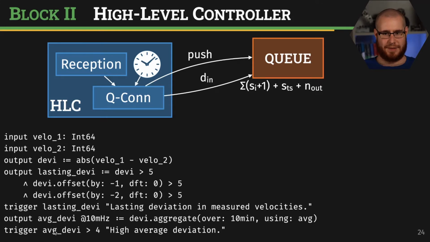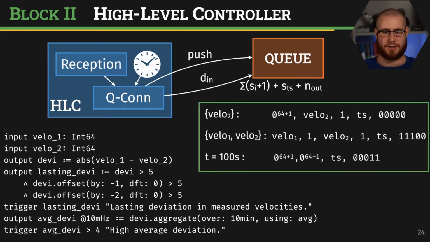Now, if we get a new event, and this event only covers velocity 2, so we get a new value for this stream only, then we can see that the first 64 plus 1 bits are 0. The first 64 bits indicate that there's no value, or this could be pretty much anything. And the last bit is a 0, which indicates that there is no update for velocity 1. Then the next bits are the value for velocity 2, 64 bits, and 1 bit indicating that this value actually makes sense and is a new update.